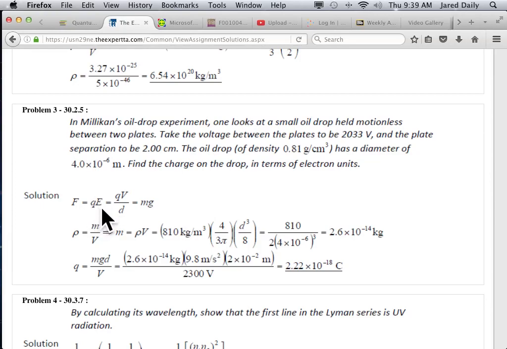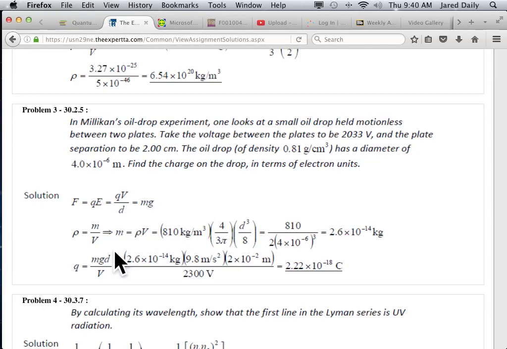The electric field, we do know what it is. The electric field is created by a voltage that is 2,033 volts with a separation of 2 centimeters. So you take the voltage divided by the distance between the plates, and that gives you the electric field between the plates. And then that has to equal the value of the gravitational force, which is mass times gravitational constant. And then you just solve this equation for Q.